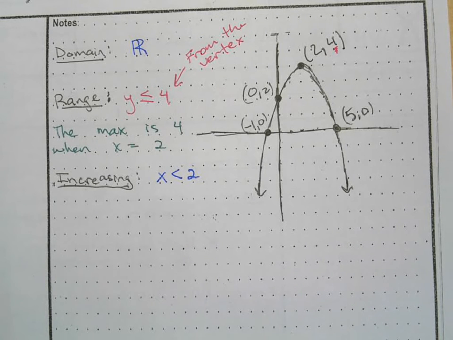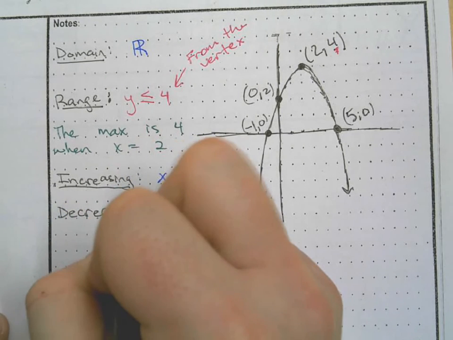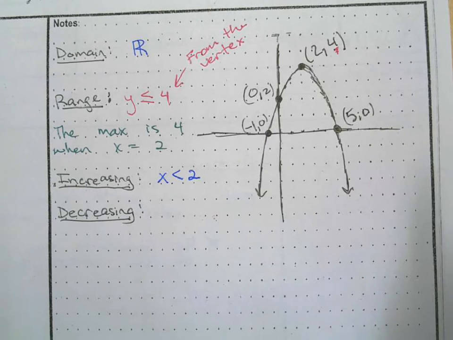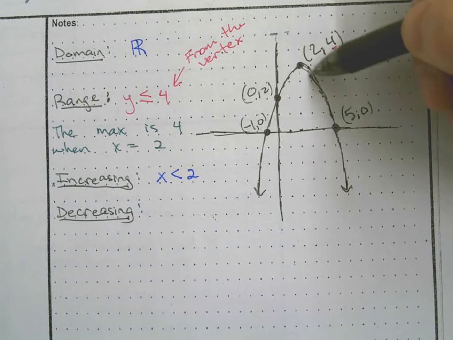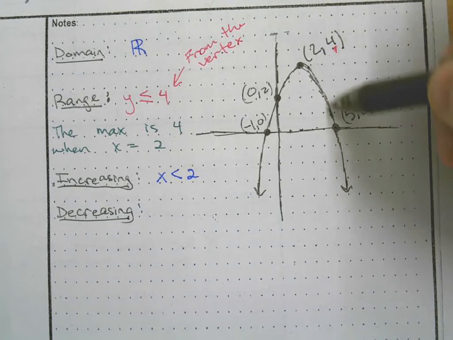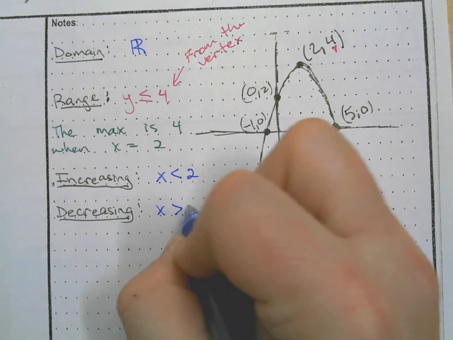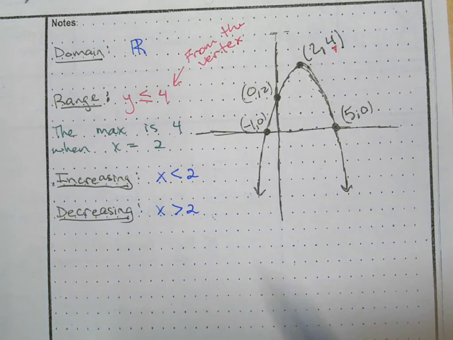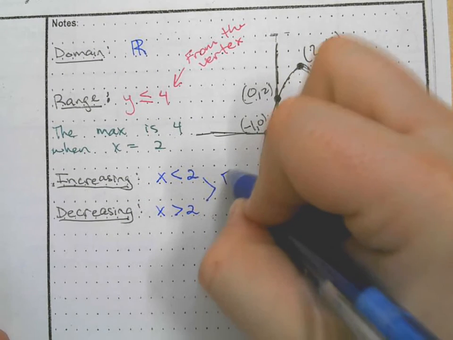And then for my decreasing, we're going to use the same idea. I'm decreasing once I pass 2. So what x values give me a decreasing? Those x values would be the x values that are greater than 2. And so this number comes from our vertex as well.